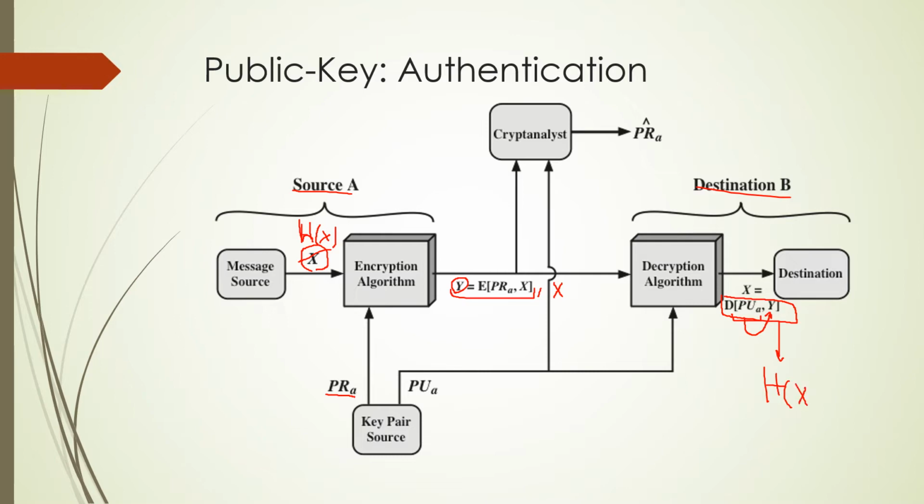And then because X is also given to destination B, it applies H on the given message X prime. Let's say the message that is received by destination B is X prime. A sends X, but B receives X prime. And if these two are the same, then destination B will know that message X is authenticated and no one has changed the message X after A has forwarded the message to B. And this way the authentication process gets completed.